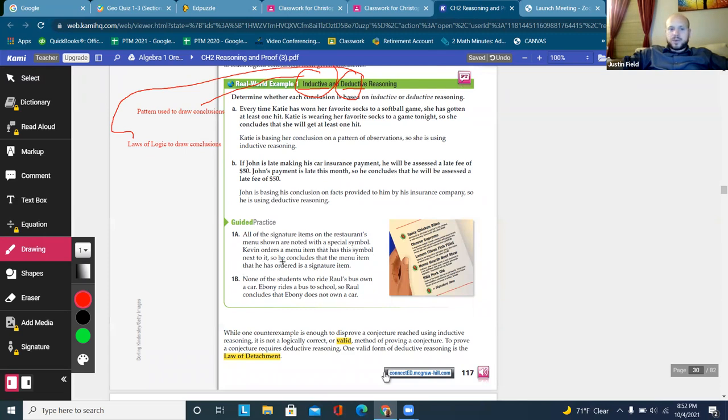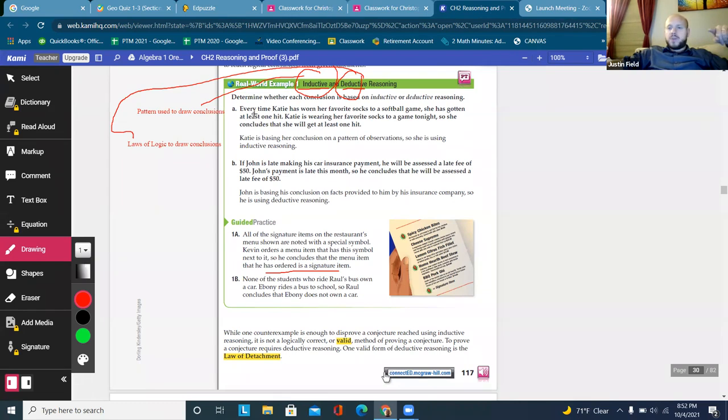Okay. So let's go ahead and read. All the signature items on the restaurant's menu shown are noted with a special symbol. Kevin orders a menu item that has this symbol next to it. So he concludes that the menu item that he has ordered is a signature item. All right. That seems a little tricky, okay? I'm thinking it's deductive reasoning, but let's look at the examples one time before we make that conclusion.